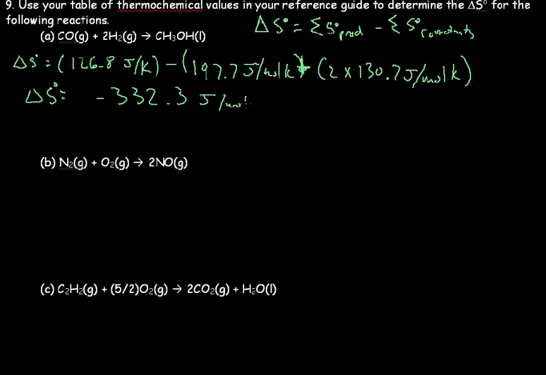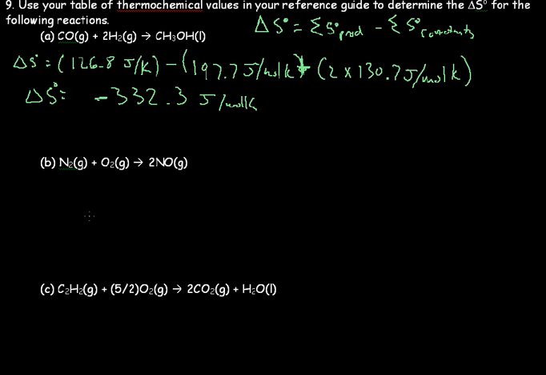per mole Kelvin. And remember, delta S is randomness. We're actually getting a decrease in randomness, and that makes sense if we look at this. We've got 3 moles of a gas, very random, combining to form just 1 mole of a liquid. So we're going to have a negative delta S. Our randomness is decreasing.